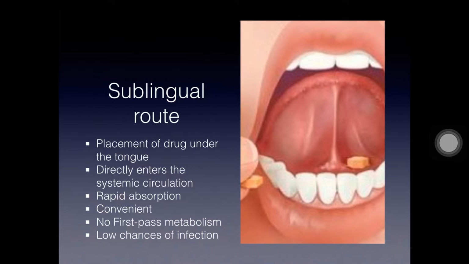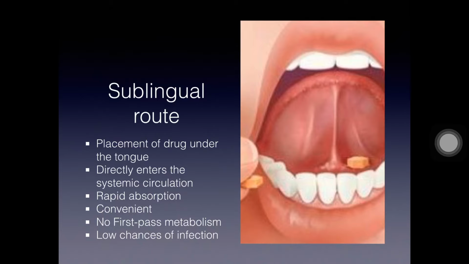Another enteral route of administration is the sublingual route, where the drug is placed under the tongue, and from where the drug diffuses directly into the network of capillaries, from where it enters into the systemic circulation. So the benefit of using the sublingual route of administration is that it is a convenient method of administration of the drug.